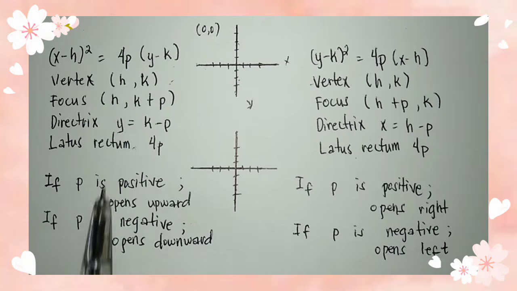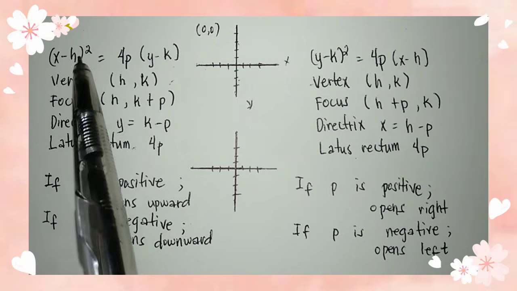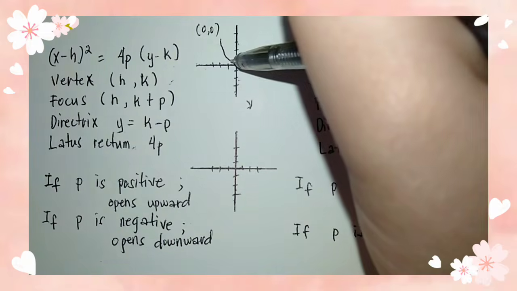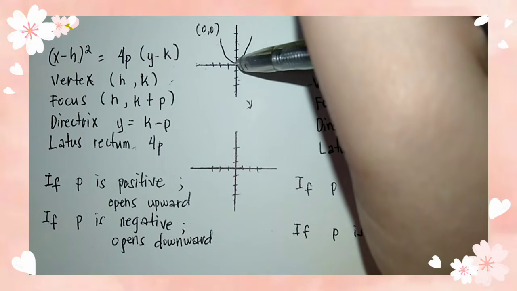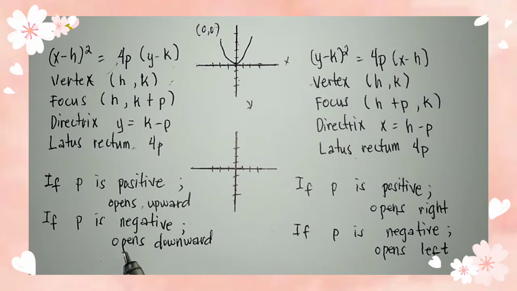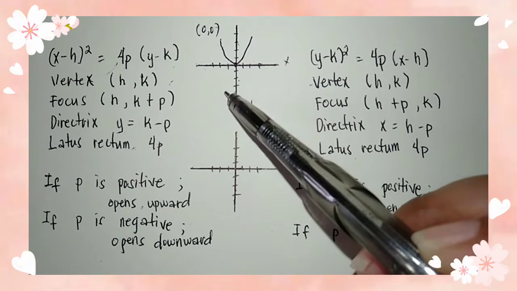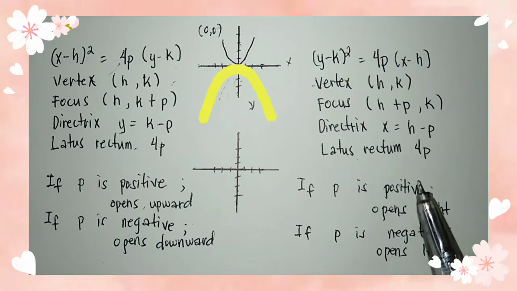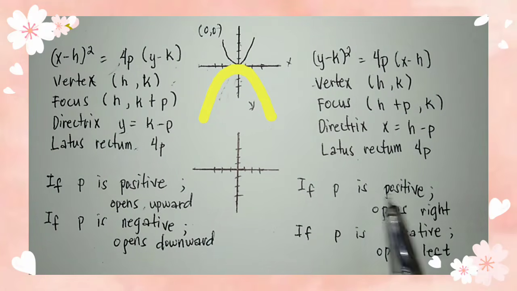So, kapag positive si p, ang parabola natin is opens upward. So, yung pinaka-vertex na ginamit natin is 0, 0. Ayan. Negative opens downward. Okay? Pag ganito naman siya. Okay. And kapag positive si p, it opens right. So, saan ba yung right?